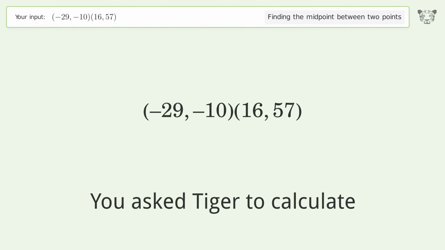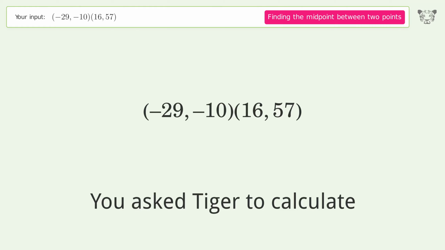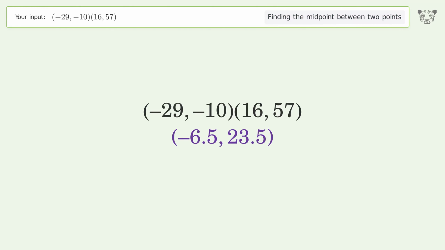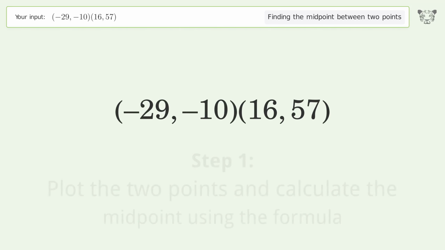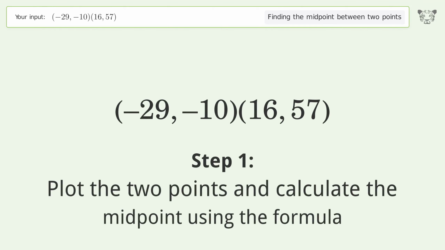You ask Tiger to calculate. This deals with finding the midpoint between 2 points. The midpoint between the 2 points is negative 6.5, 23.5. Let's solve it step by step. Plot the 2 points and calculate the midpoint using the formula.